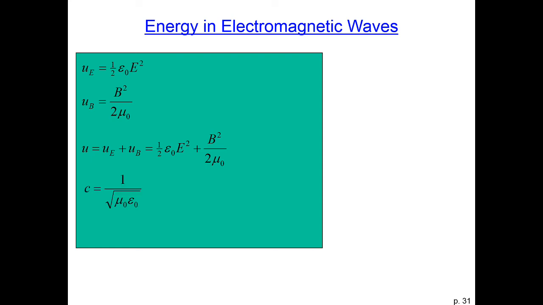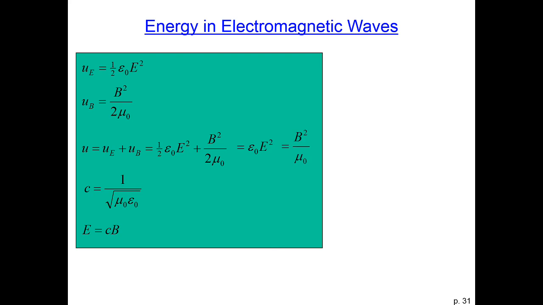So you remember from the last slide, the speed of light is equal to 1 over the square root of mu naught epsilon naught, and mu naught times epsilon naught is 1 over the speed of light squared. So we can rearrange this to find the electric field is equal to the speed of light times the magnetic field in electromagnetic radiation. So if we know the electric field, we can divide by c to get the magnetic field strength, and if we know the magnetic field, we can multiply by c to get the electric field.